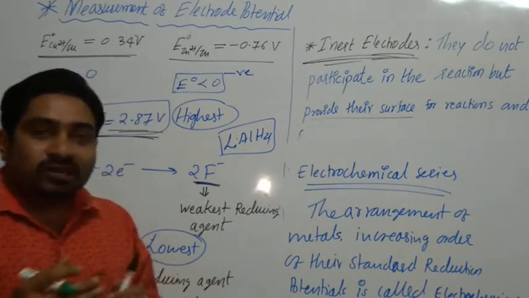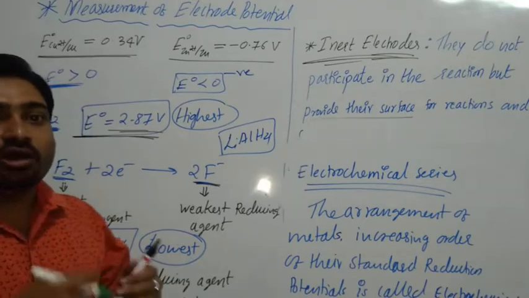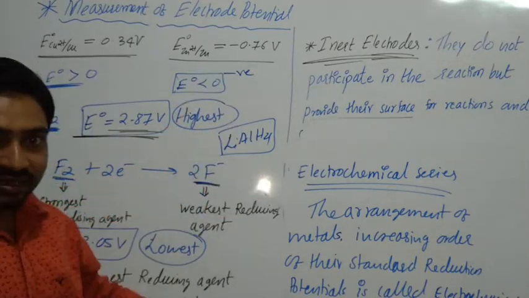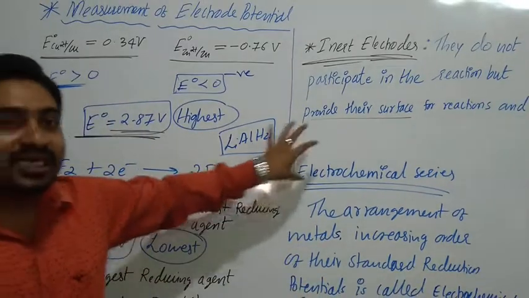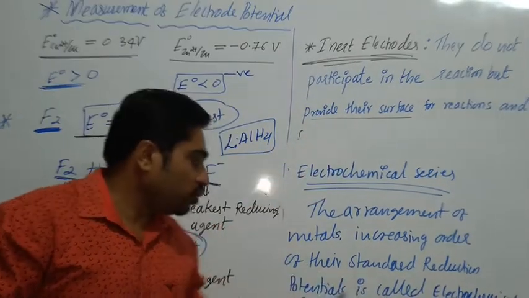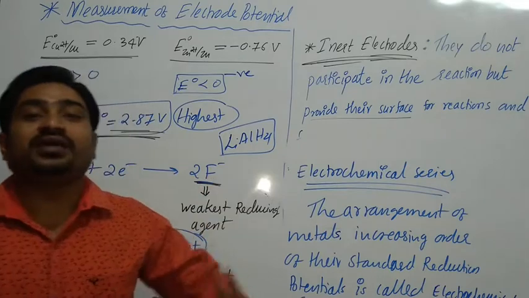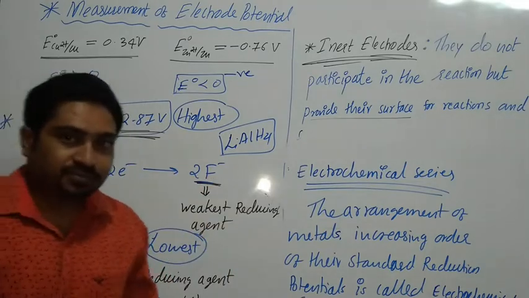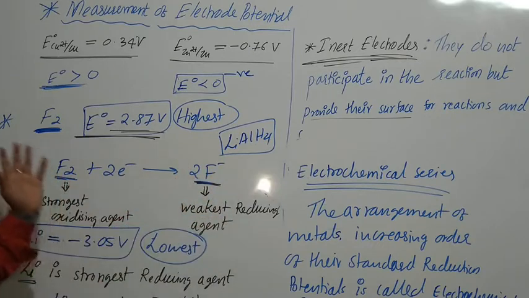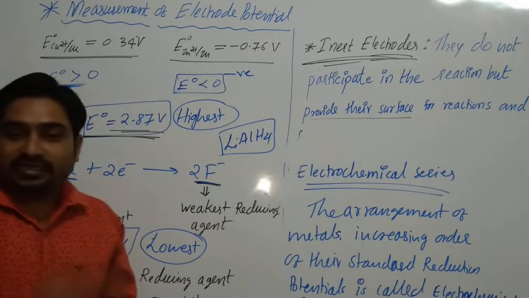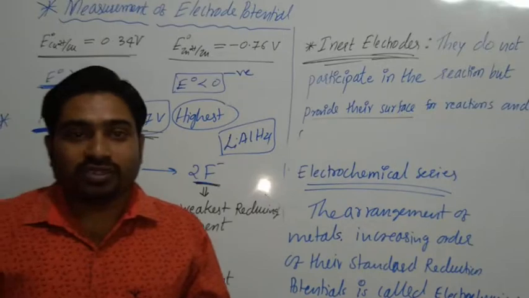So the electrode potentials of all the elements are written in increasing order. That increasing order forms a table. The table is known as the electrochemical series or metal activity series. Okay, so I hope all of you understood all these things, and in the next class we are going to discuss the Nernst equation.